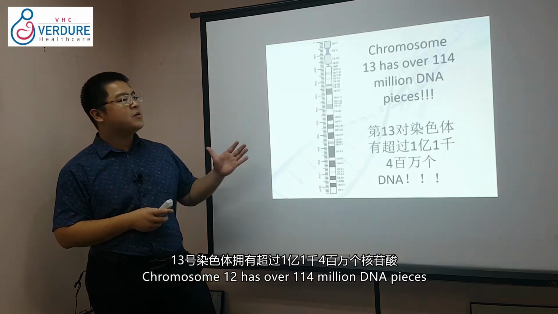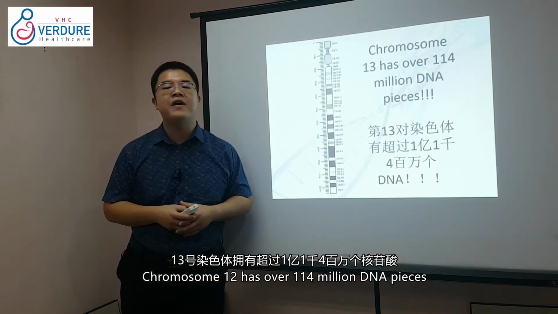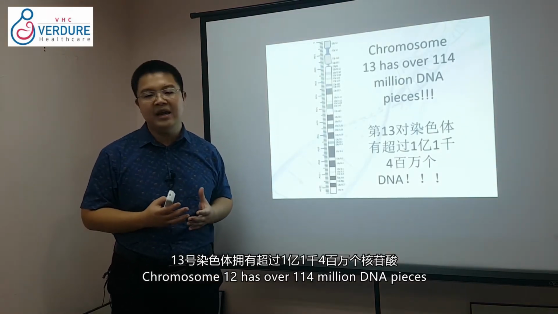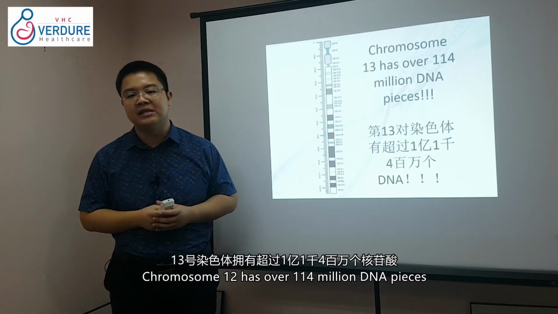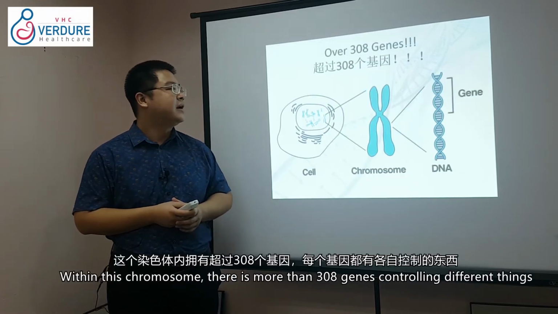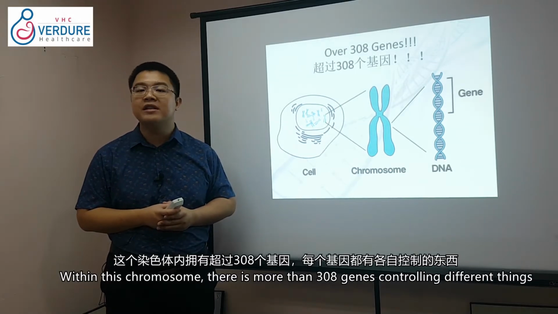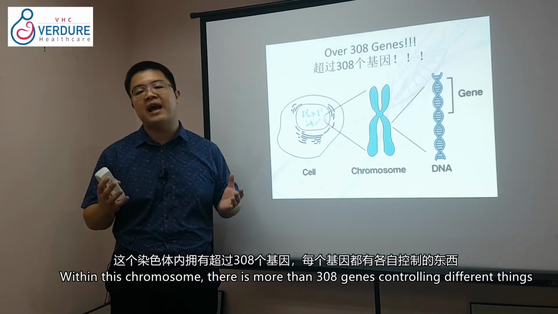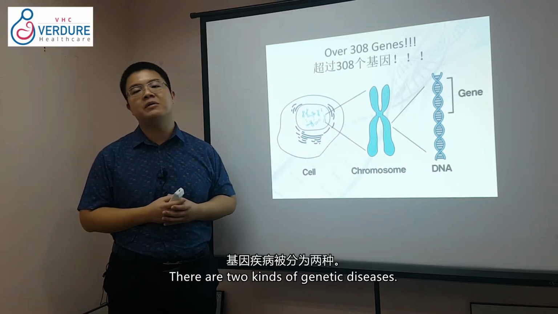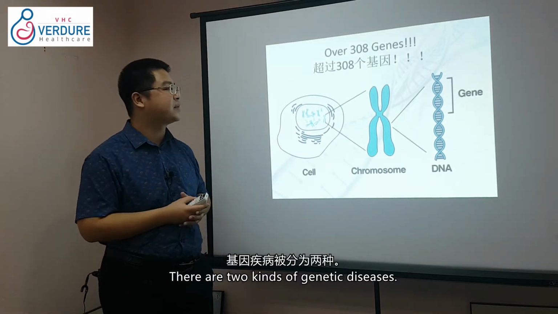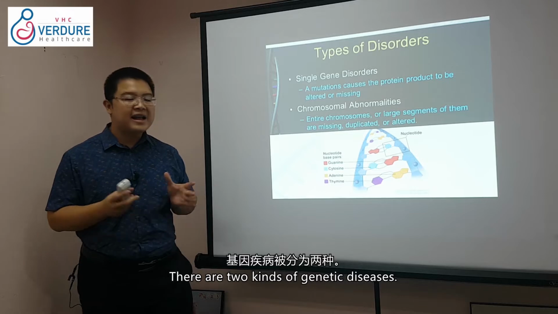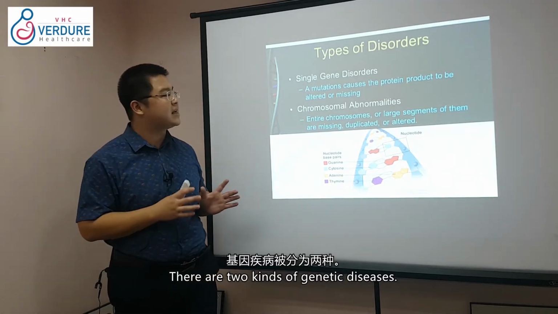Alright, so chromosome 13 has over 114 million DNA pieces. That is very long. And within this chromosome 13, there are about 308 different kinds of genes, all controlling different kinds of stuff. Okay, so let us draw a bit of a summary here.